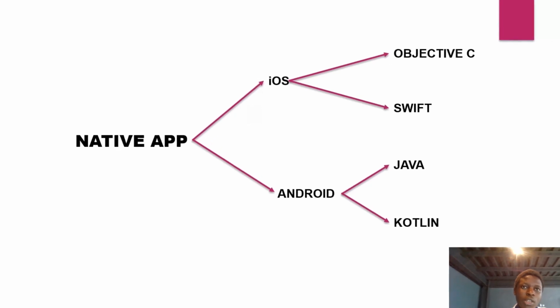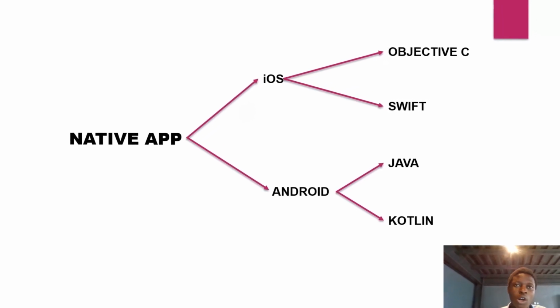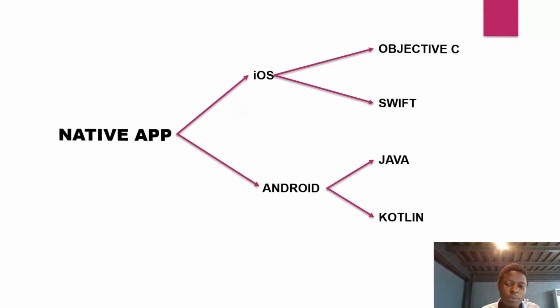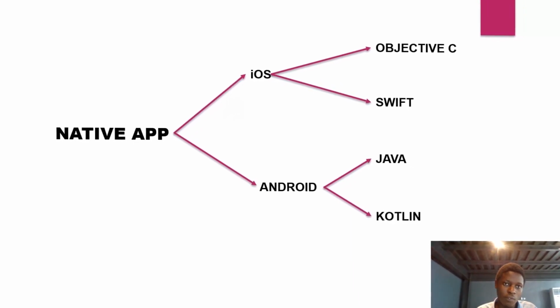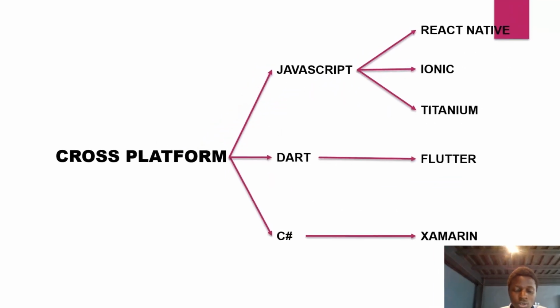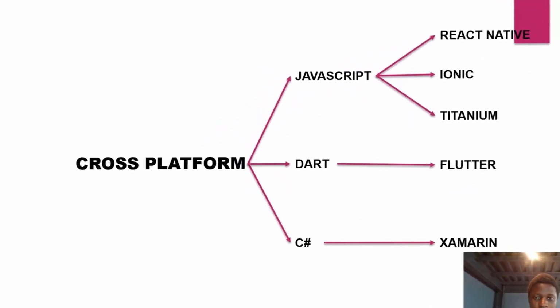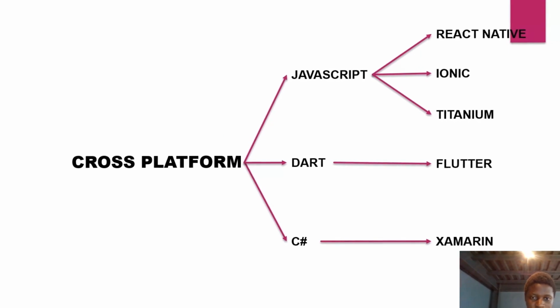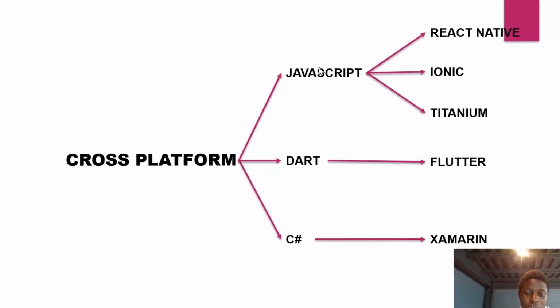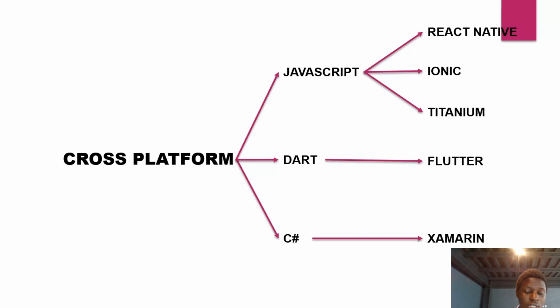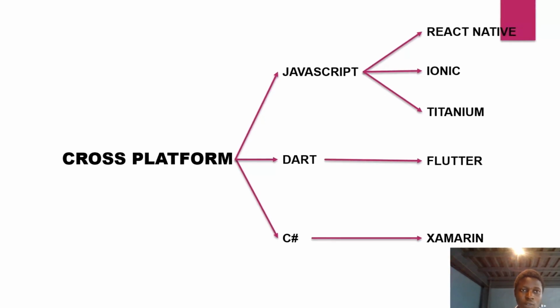So if I'm developing the application for Android or iOS, for Android I'm making use of Java or Kotlin for native apps. For cross-platform applications, popularly we make use of JavaScript, Dart and C Sharp, but basically we don't make use of these directly, rather we make use of their frameworks. So this is what we make use of: either React Native, Ionic or Titanium, which are frameworks of JavaScript. So what's a framework?